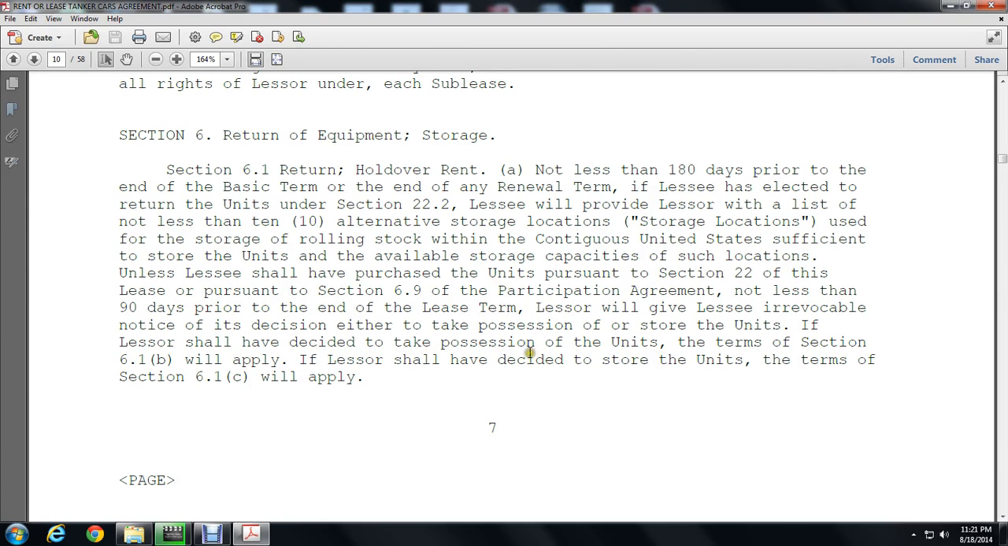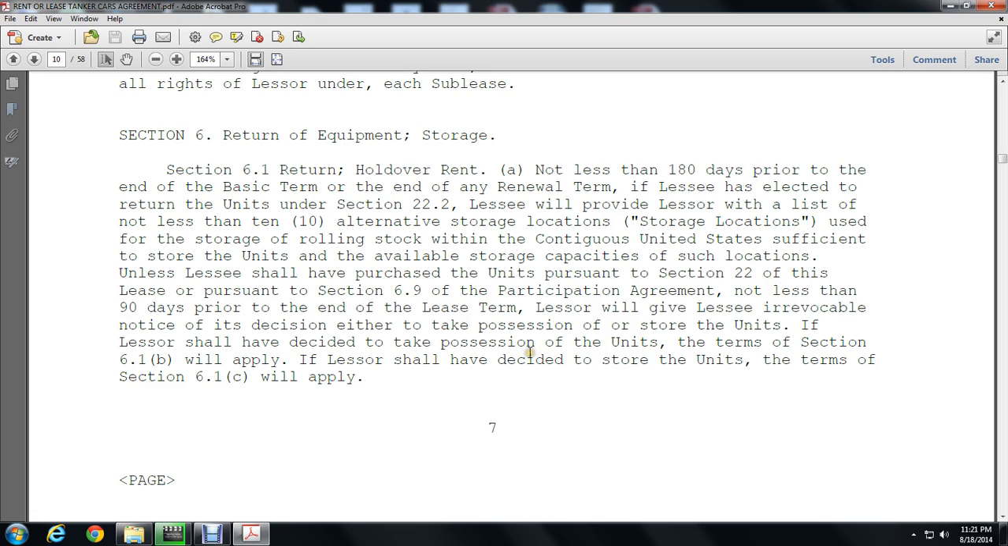The storage locations used in the storage of the rolling stock are within the contiguous United States, with sufficient available storage capacity to store the units at such a location, unless the lessor shall have purchased the units pursuant to Section 22 of this lease, pursuant to Section 6.9 of the participation agreement, not less than 90 days prior to the end of the lease term.